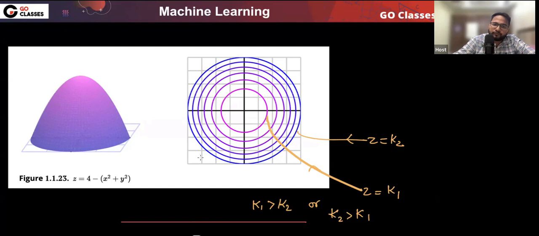Which one is true? See, here the smaller circle is at the top. It means it must have the higher value. The innermost circle belongs to the top, and top means the higher value. So k1 is greater than k2. Why is that the case? Because this smallest circle belongs to the top, and top means higher value.